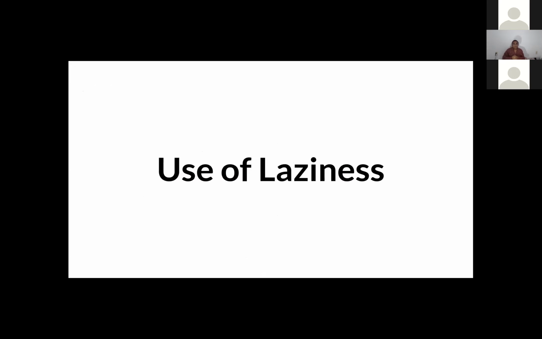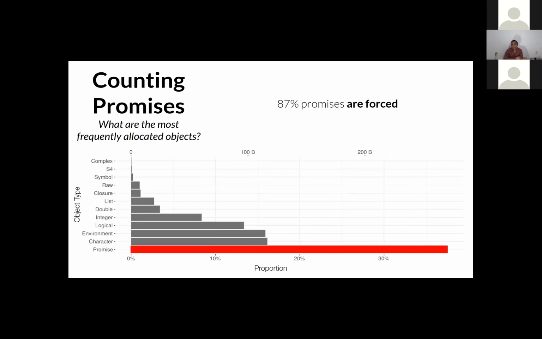So now that we understand the methodology, I'm going to discuss how R uses laziness. The first thing we looked at was what kind of objects were being allocated by our corpus. We observed that promises were the most frequently allocated objects, as shown in this graph. Apart from promises, there are vectors of various kinds. R does not have scalar values, it only has vectors. So there are vectors of strings called character, vectors of booleans called logical, vectors of integers, vectors of doubles.